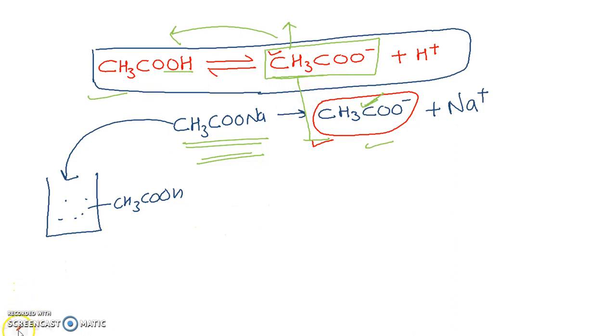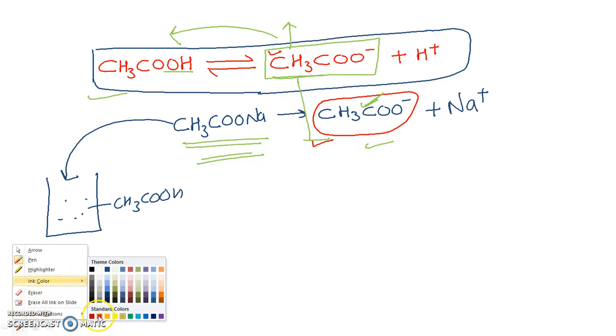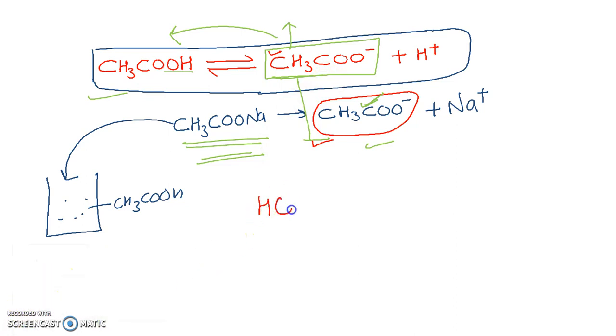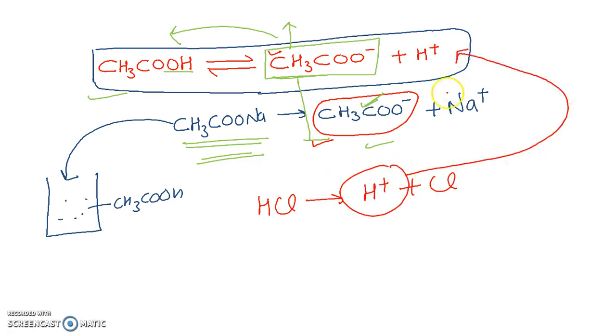A similar effect will be observed if I add HCl also, because this HCl, when going into the solution, will produce hydrogen ion and chloride ion, and this hydrogen ion is also common, already present from the acetic acid.